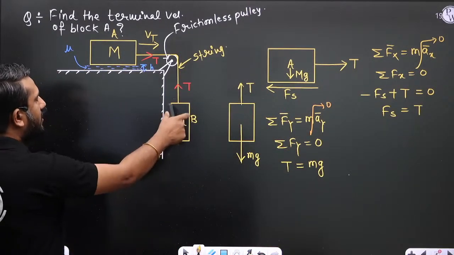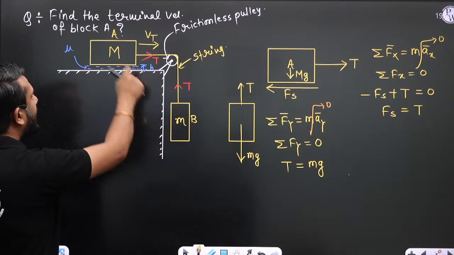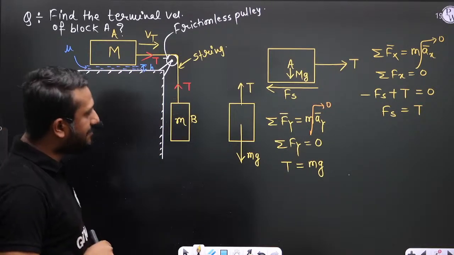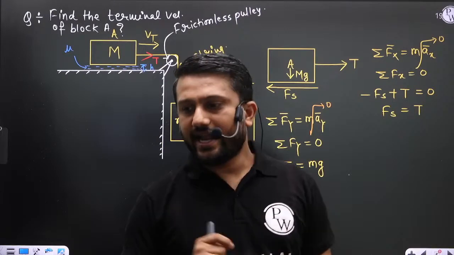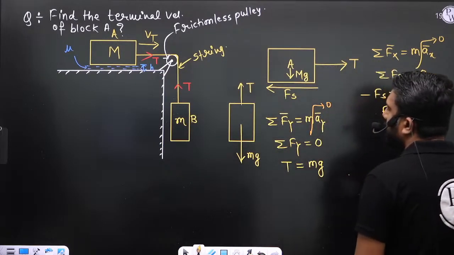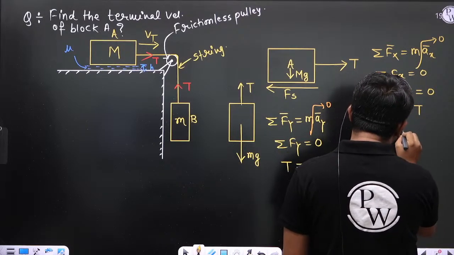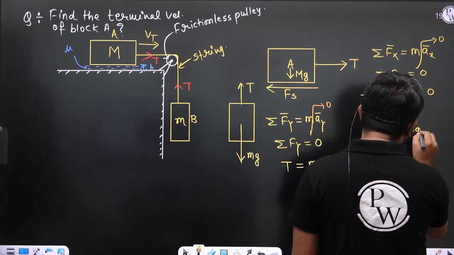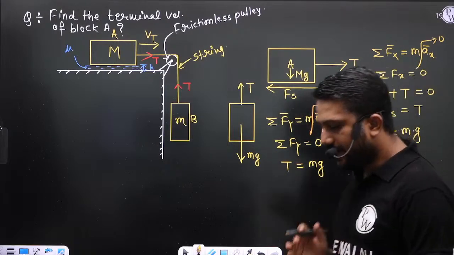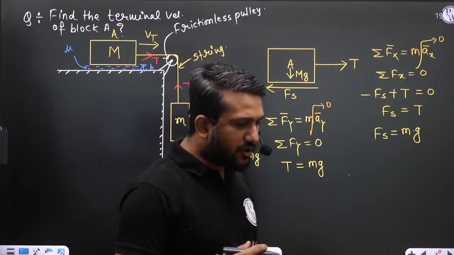So this block has small mass m, and this block has mass capital M. So what is the tension? The tension is equal to m into g, small m multiplied by g. So simply we can write that Fs is equal to m multiplied by g. Fine. Now can we find out the shear force from the concept of fluid mechanics?